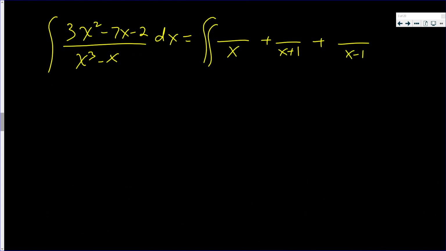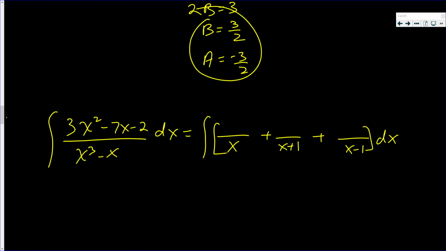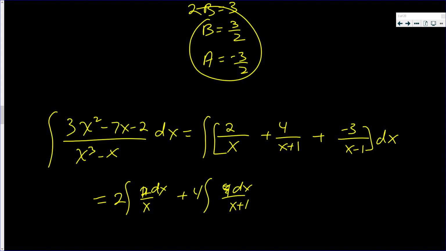The integral of, oops, meant to put brackets, not an integral sign. The integral of that sum dx, and the a, b, and c were 2, 4, and negative 3. Well, for the first integral, you can bring the 2 in front. For the second integral, 4 dx over x plus 1, you can bring the 4 in front. And for the third integral, you can bring the negative 3 in front.